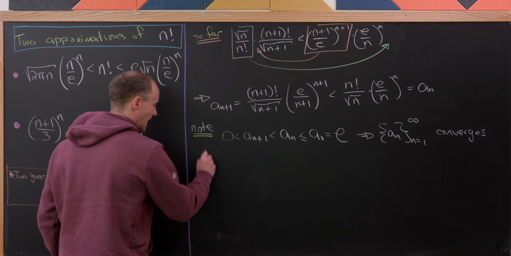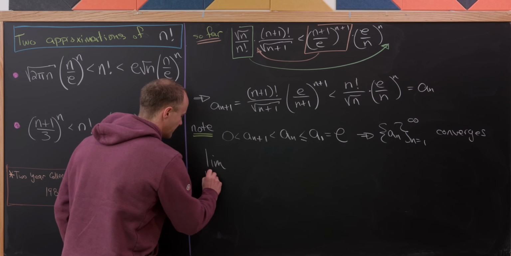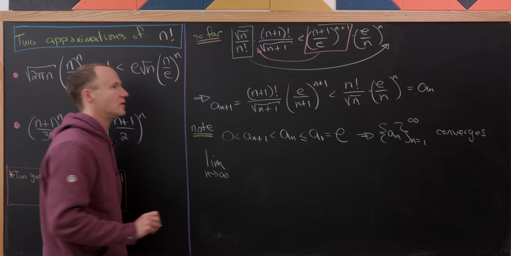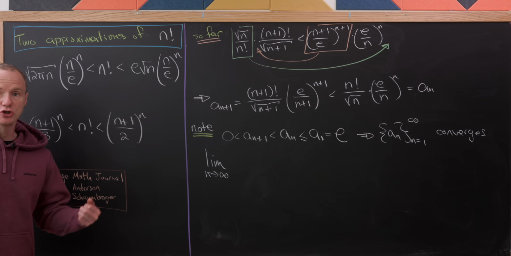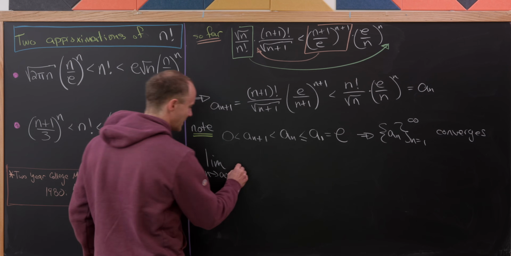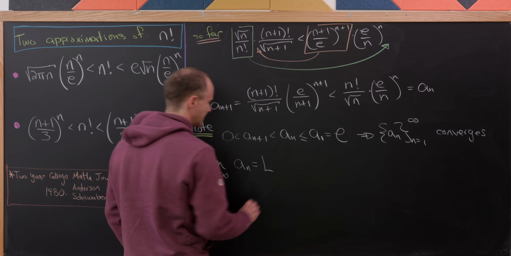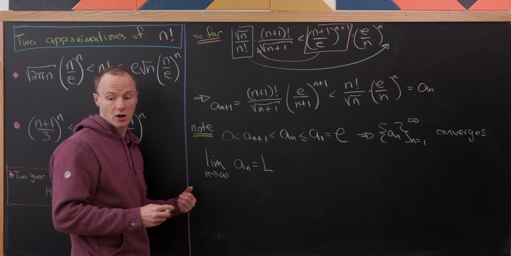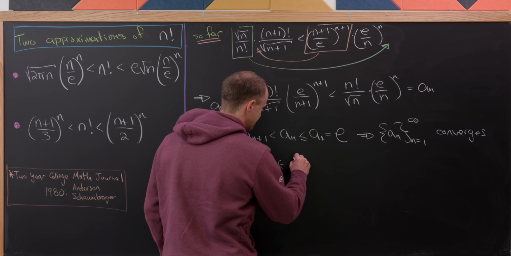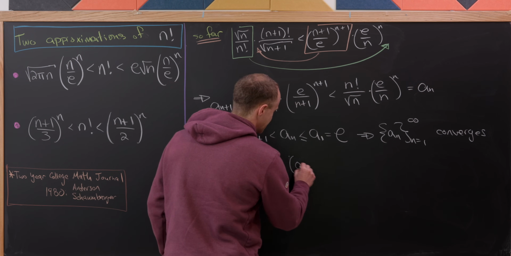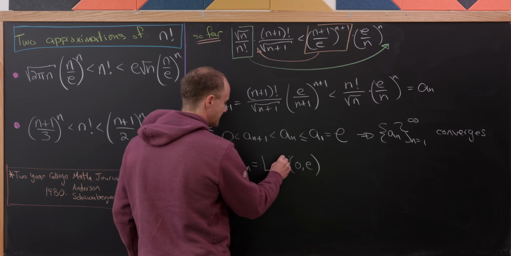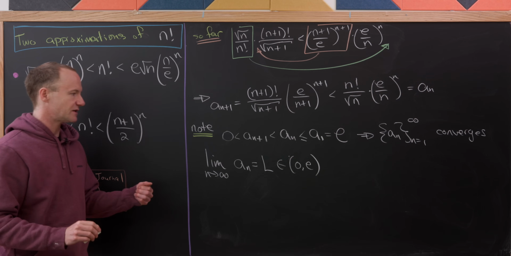But observe that we know where it converges, or I should say we know an interval to which it converges. So we know the limit as n goes to infinity of a sub n is going to be equal to something called L, and L is going to lie between 0 and e. So we know it's going to lie between 0 and e.